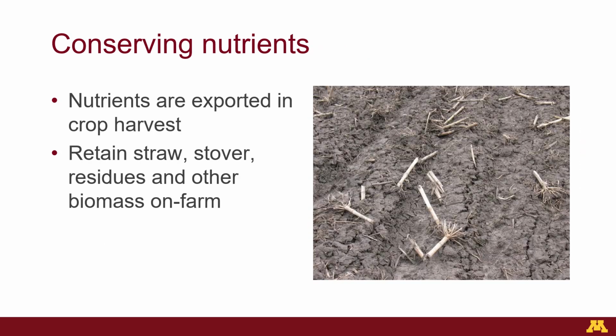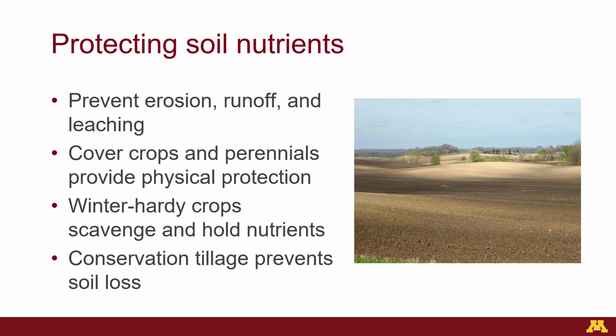Good organic fertility practices include measures to conserve the nutrients that are already present in the soil. Nutrients are inevitably exported from the farm whenever you harvest a crop, but you can retain as much as possible of the straw, stover, residues, and other biomass that is produced on the farm and return the nutrients to the soil. An important aspect of nutrient conservation is preventing soil and nutrients from leaving your farm through erosion, runoff, or leaching.